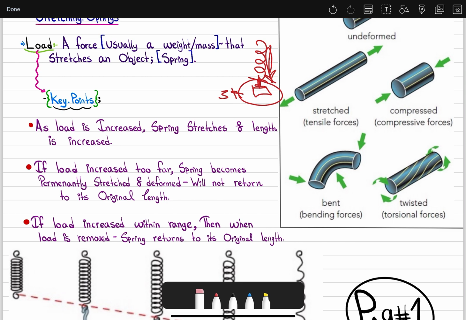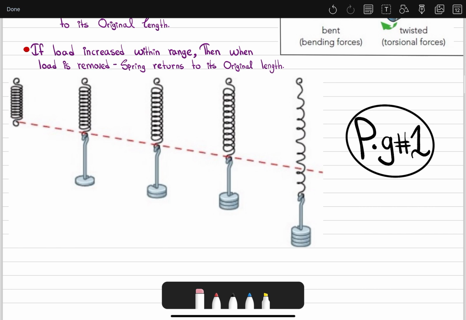If you apply a load and keep increasing it, but keep it within the range and don't increase it too far, when you remove the load, the spring will return to its original position. As we can see in the diagram here, we have a spring, and this red line shows the maximum capability of the spring to stretch. We are at level 1, level 2, level 3, level 4, and level 5. Up till level 4, everything is okay.